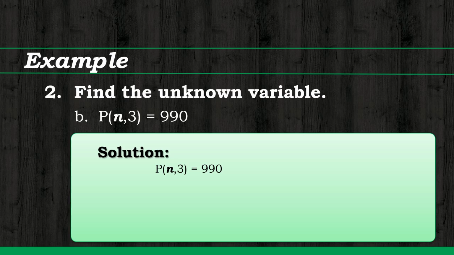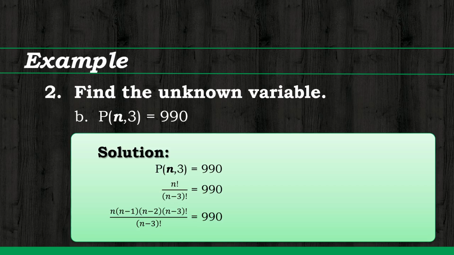For letter B, the given is permutation of n taken 3 at a time equals 990. Now, since we're looking for the value of n, all we have to do is to substitute the given in the formula. So we will have n factorial divided by n minus 3 factorial equals 990. To solve this, all we have to do is to express n factorial with a factor n minus 3 factorial.